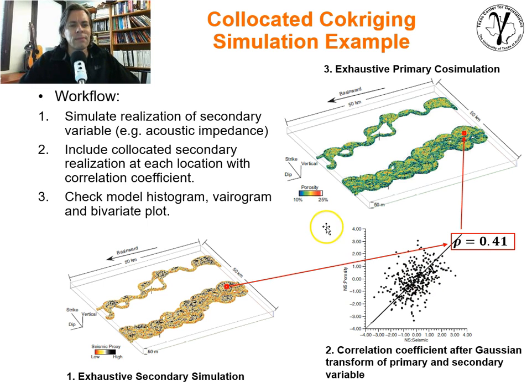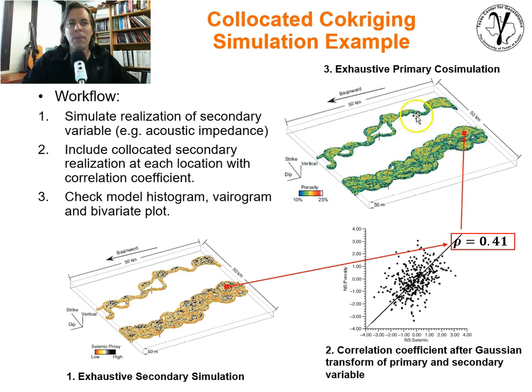Then at every single location that we simulate porosity, we're going to take that collocated secondary information from this other realization or model. We're going to include it into the kriging system. We're going to be able to calculate the cross variogram terms to populate the kriging matrix based on the correlation coefficient of 0.41, scaling the variogram of porosity so that it has the right sill as a cross variogram. And we can go ahead and proceed.